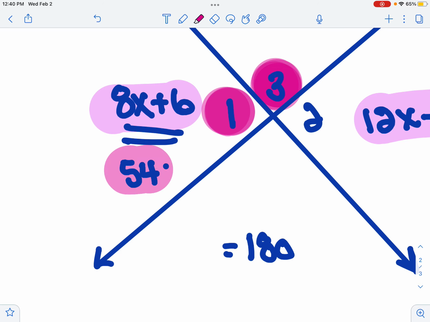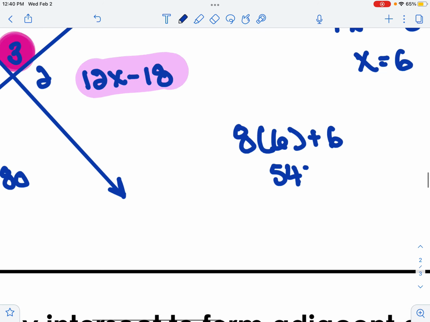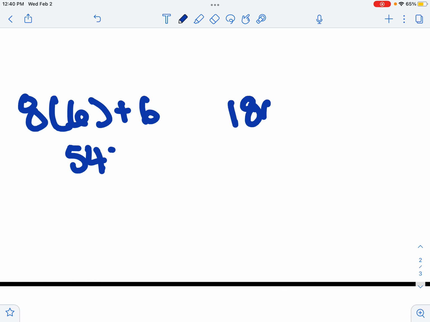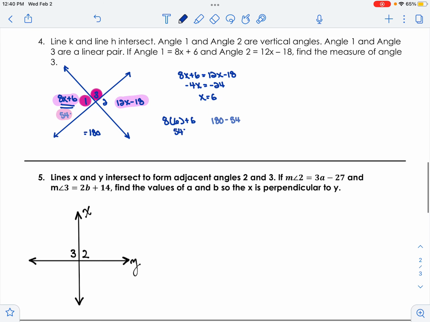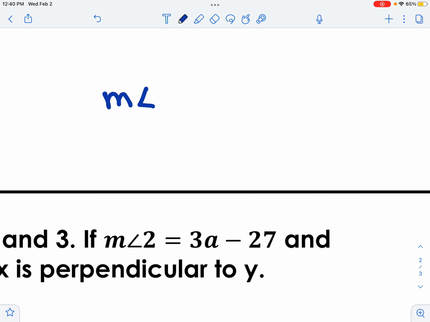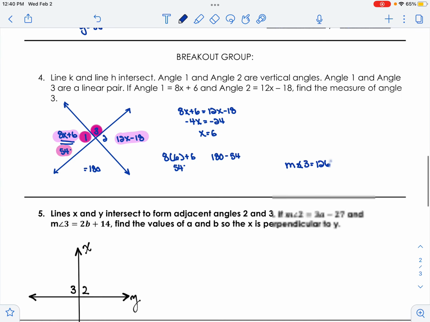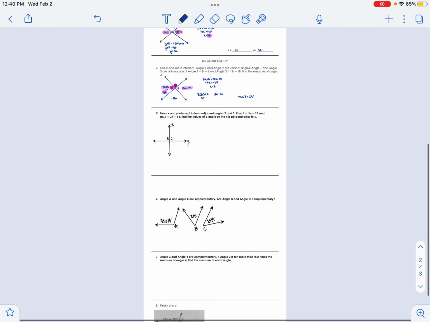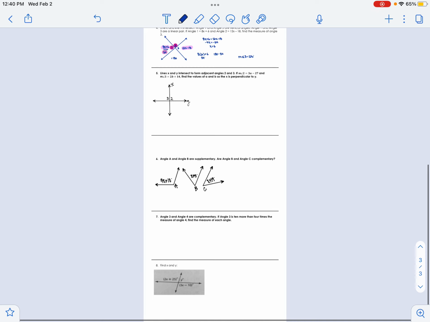And so then to find angle 3, like I said, because angle 1 and angle 3 have to add up to 180, I'm going to take 180, subtract out the 54, and I get 126. So the measure of angle 3 is equal to 126 degrees. All right, I'm going to pause there, and then I'm going to come back and do example 5 and example 6.